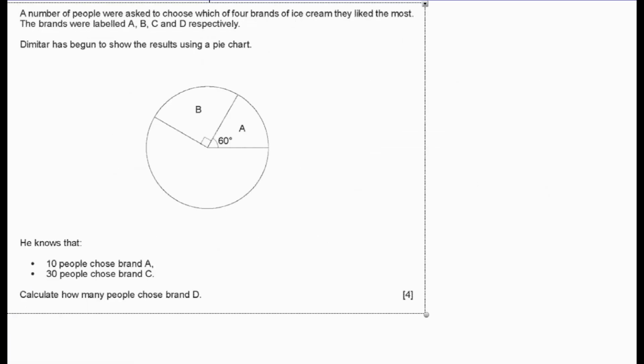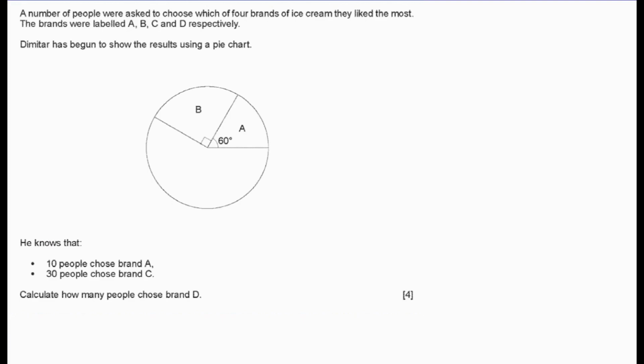Here's a slightly trickier GCSE question. So in this question, we're not really expected to use a protractor, we're just expected to use our knowledge of angles and proportion. So we know here that 10 people chose brand A and 30 people chose brand C. We want to calculate how many chose brand D.